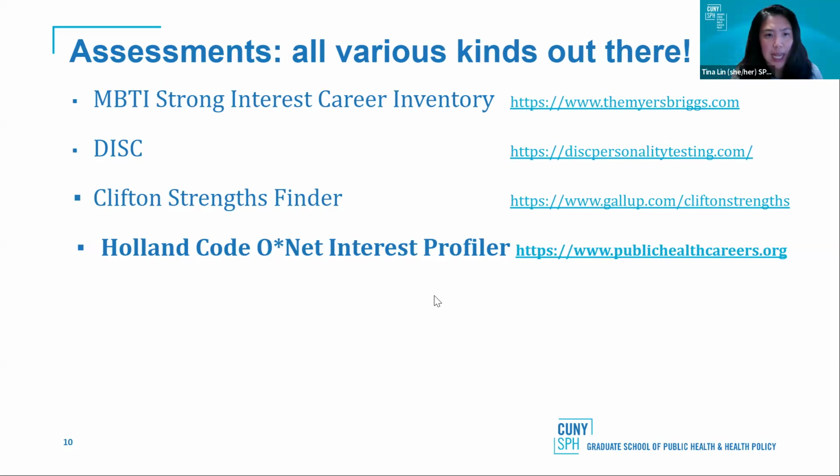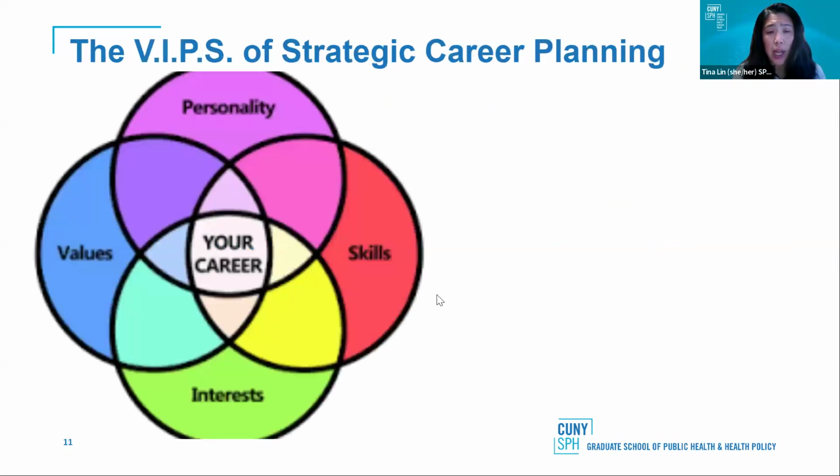The one we're going to look at today is the Holland Code, which is attached to a free U.S. Department of Labor resource called the O*NET Interest Profiler. Before we get into the assessment piece, where does this fit within the larger view of strategic career planning?